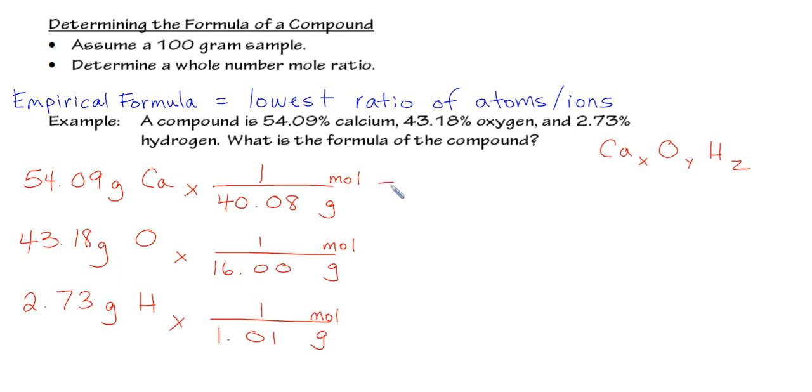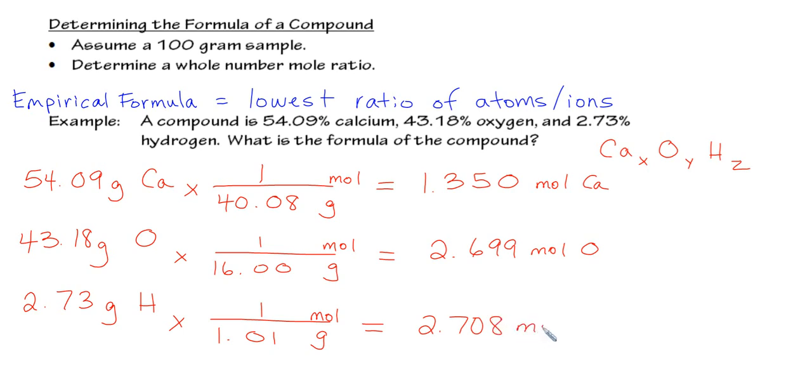So when I plug this in, I'm going to just leave 4. 1.350 moles of calcium. I'm going to leave 4. And this next one, oxygen, 2.699 moles of oxygen. And now the hydrogen, technically I'm starting with 3 sig figs, but I think I'm just going to use 4. We'll keep it consistent. 2.708 moles of hydrogen. These are not my final answers.